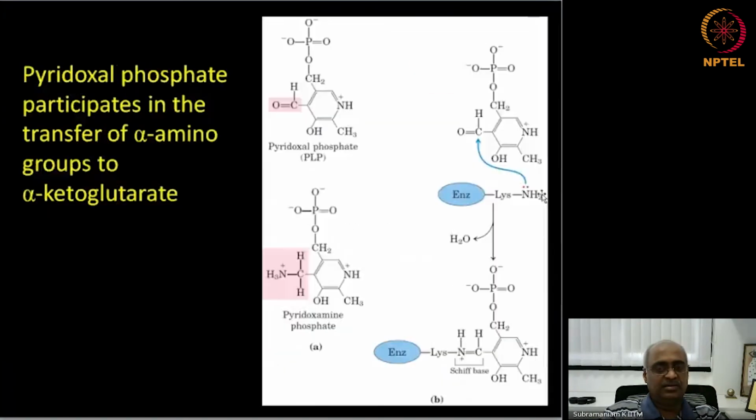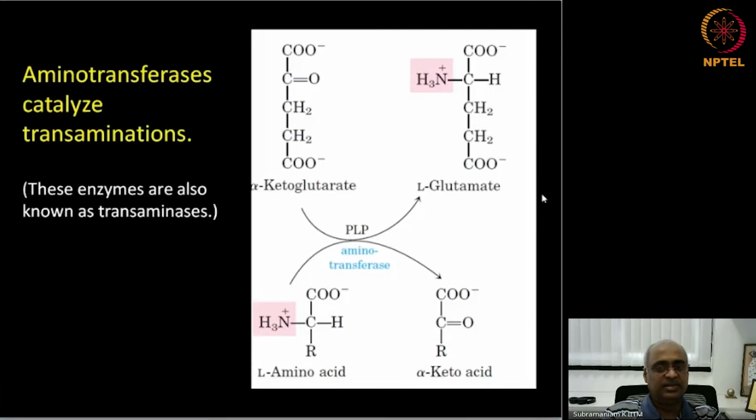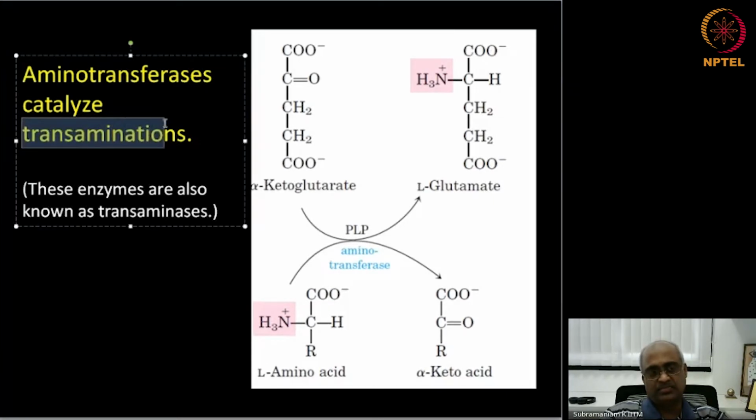All right. Where are we? Yeah, here. So aminotransferases. Here is an example. Alpha ketoglutarate. This is the same thing as in the previous slide, but it's shown bigger. So you have this keto group and the amino group swapping to form an amino acid and a keto acid. These are called aminotransferases, also known as transaminases, because this reaction is called transamination.